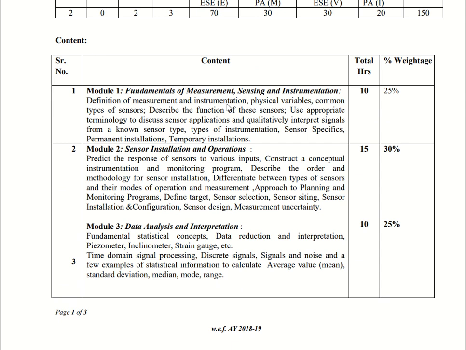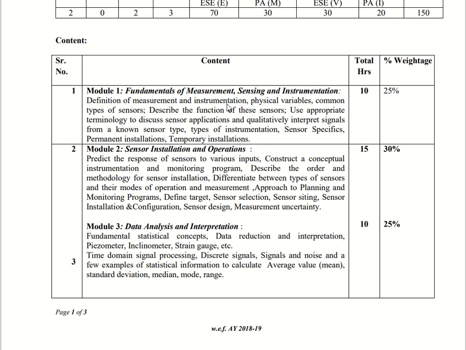So the first module which we are going to start today is going to be weighted 25%. It includes the fundamental of measurements and sensing and instruments. So today we are going to start with the definition of measurement and instrumentation, physical variables, common type of sensors. So let's see how far we can go.